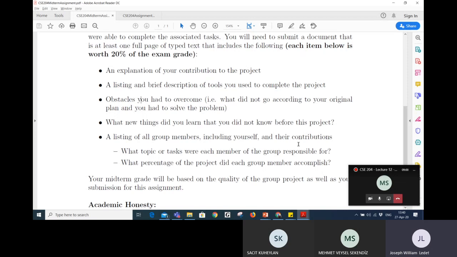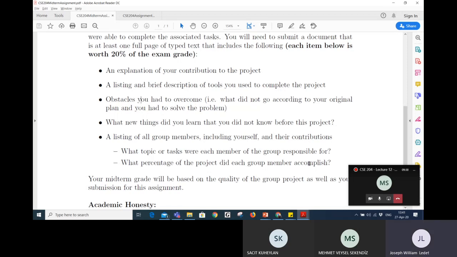So basically it was the 4 of us, and this person did 20%, this person did 30%, this person, and it needs to add up to 100. Okay, so what percentage of the project did each group member accomplish? And this is purely an objective thing. I'm not looking for, well, this person did 23.5% of the project. I'm not looking for an exact number like that. It's just an estimate.